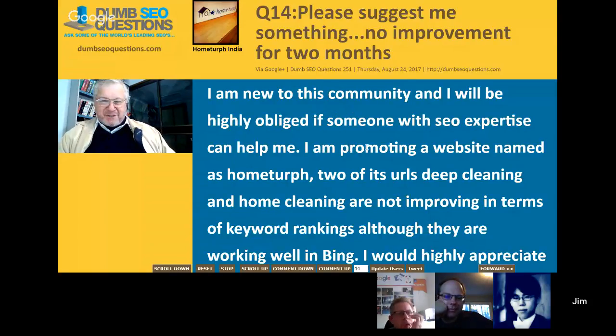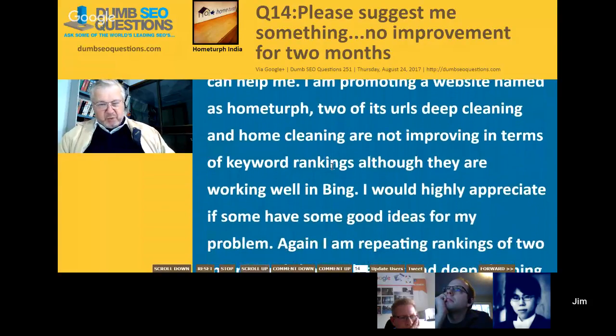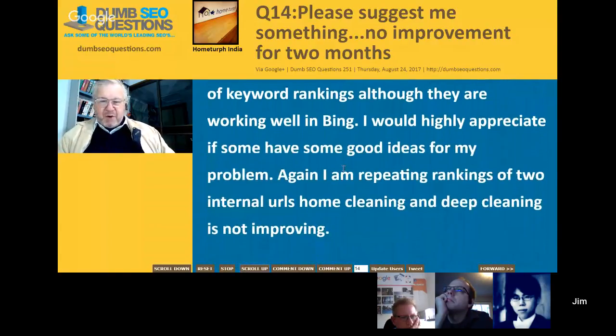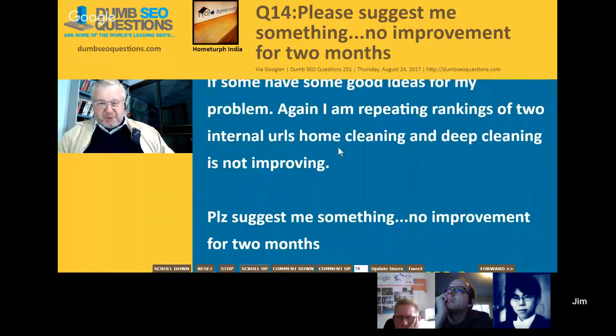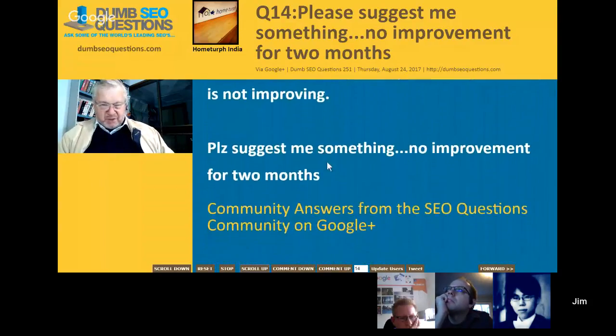I am promoting a website named Home Turf. 2 of its URLs are on deep cleaning and home cleaning, and they're not improving in terms of keyword rankings, although they are working well in Bing. I would greatly appreciate it if someone has some good ideas for my problem. Again, I am repeating the rankings of 2 internal URLs, home cleaning and deep cleaning, not improving. Please suggest something. There's been no improvement for 2 months.